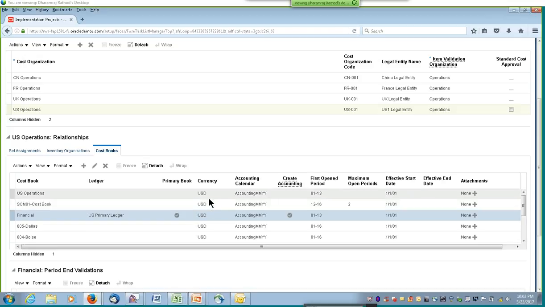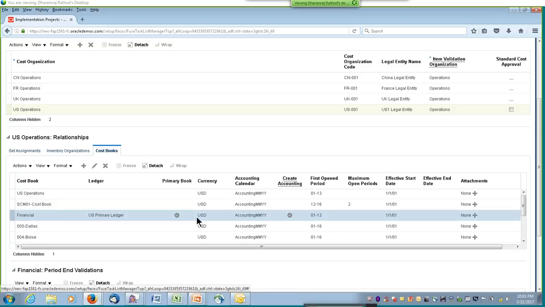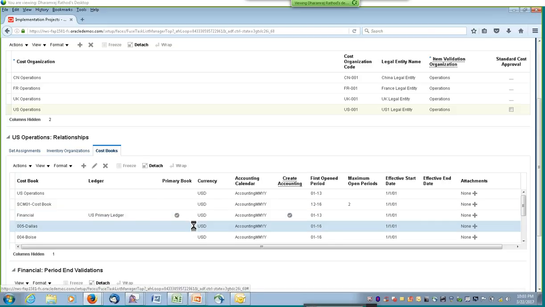So when you assign the cost profile to an item, you would assign it in context of the cost organization and the cost book. So one item could be costed using, let's say, the average costing method, and that would be in context of this cost book. Another item could be standard costed, which would be in context of this book. Another item, the same item, could have a different cost method in context of this book. So you can go do it, and I'll show you where you can go and do it in some time.